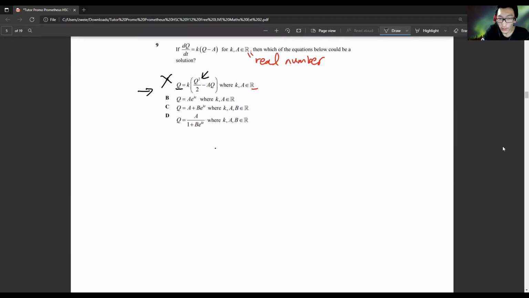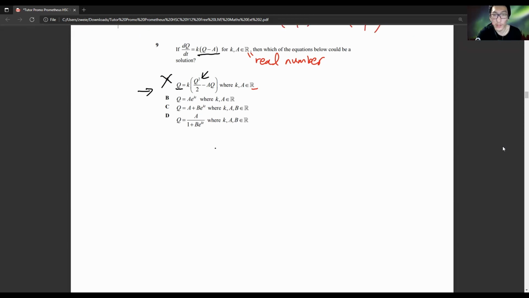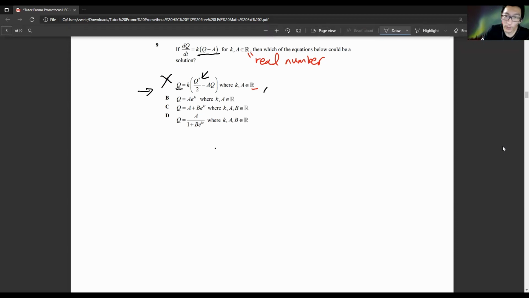Now, my tip here is do not integrate k(Q - a). Why? Because it will be much easier to differentiate, because you've been learning differentiation since year 11. So differentiation should be much more natural to you. So from our B, we can start testing out each solution over here.